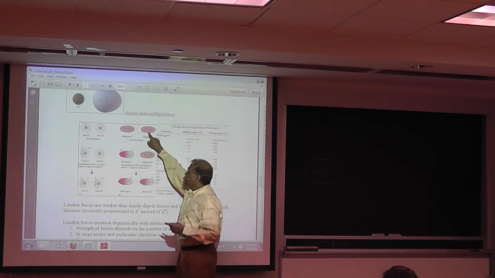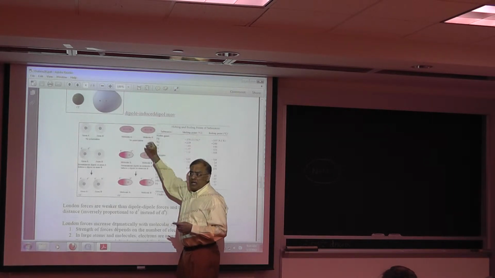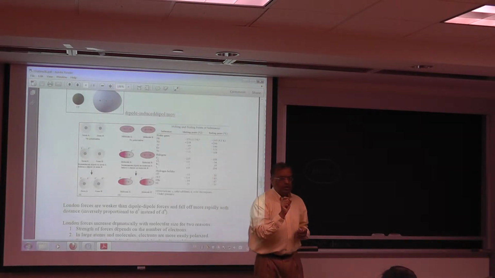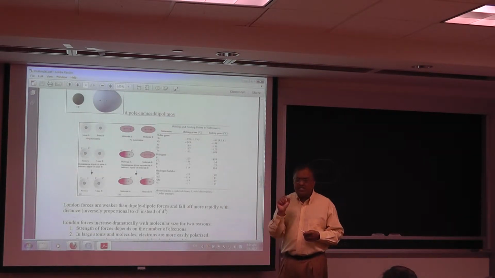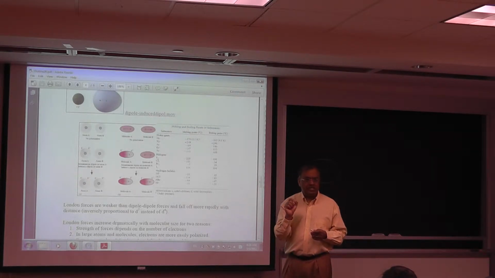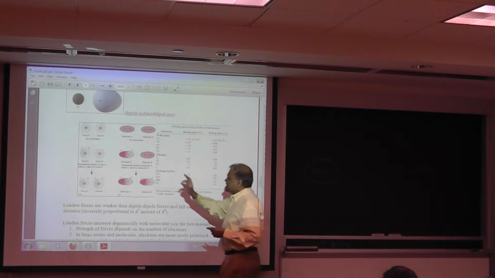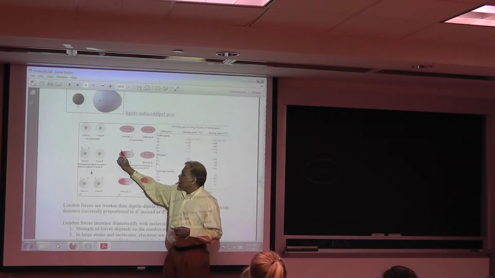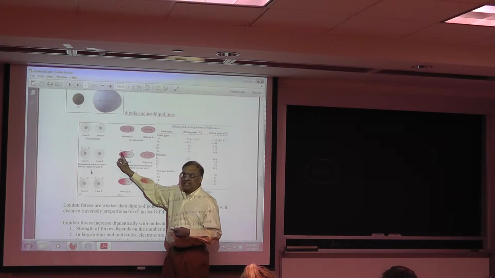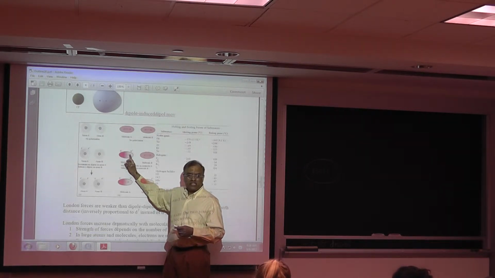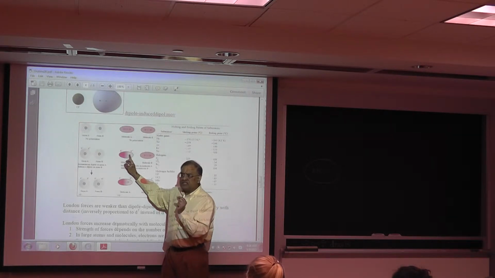No dipole here, no dipole here. But at one instant in time, for a fraction of a second, maybe 10 to the power minus 15 seconds, there is going to be an instance when on this H2 molecule, the electron density is going to be slightly higher on the left-hand side and slightly lower on the right-hand side, just for a fraction of a second.